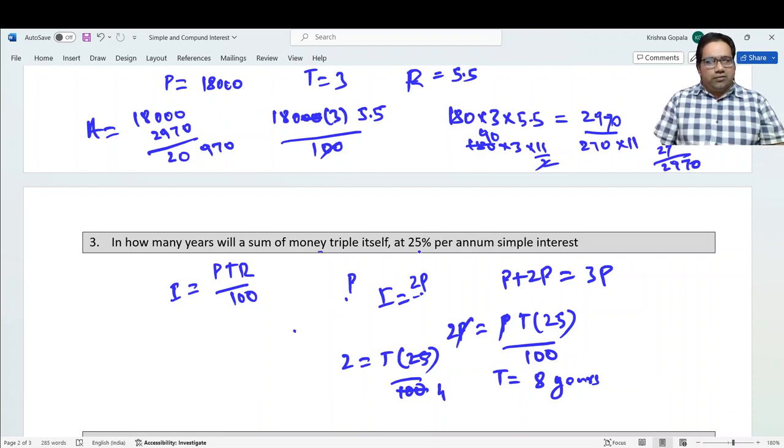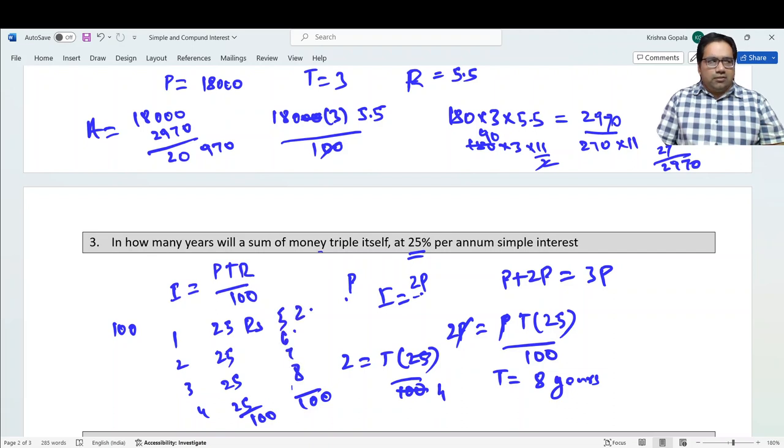Every year 25% it has to increase. Let's say 100 rupees. Every year what will it become? 25 rupees you have to pay. First year 25, second year another 25, third year another 25, fourth year another 25. So in 4 years, 100. Another 4 years, another 100. So 5, 6, 7, 8 years, another 100. So then the total interest becomes 200.